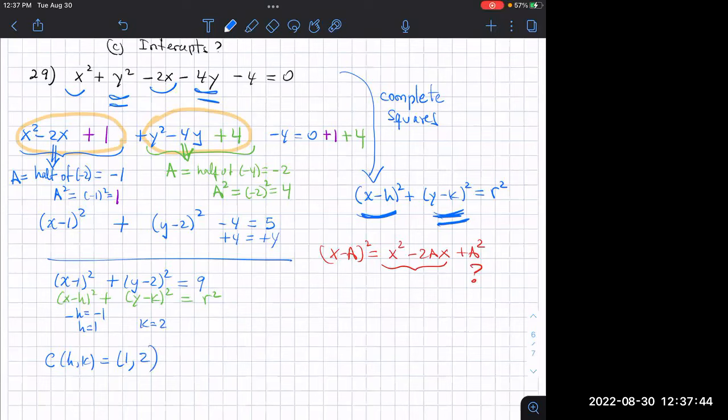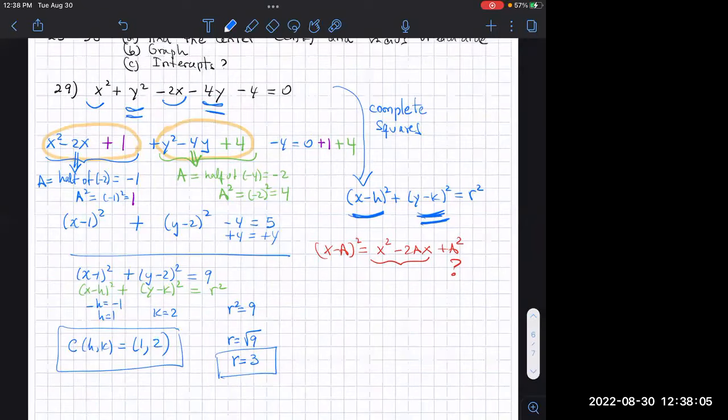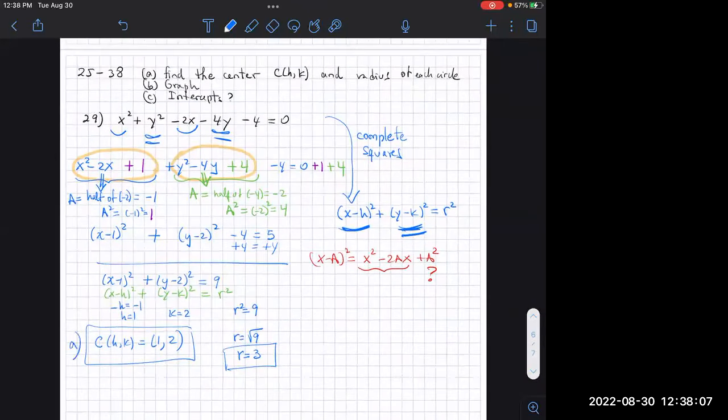What's the radius? Square root of 9. So r squared equals 9, so the radius is the square root of 9, or 3. So the center of the circle is 1 comma 2. The radius is 3. And that is the answer for part A.